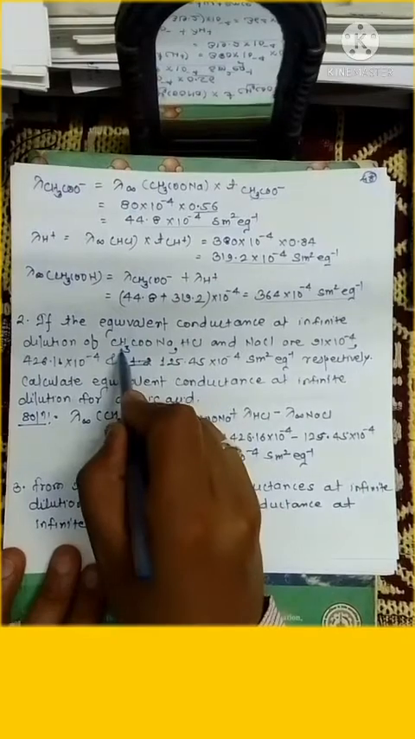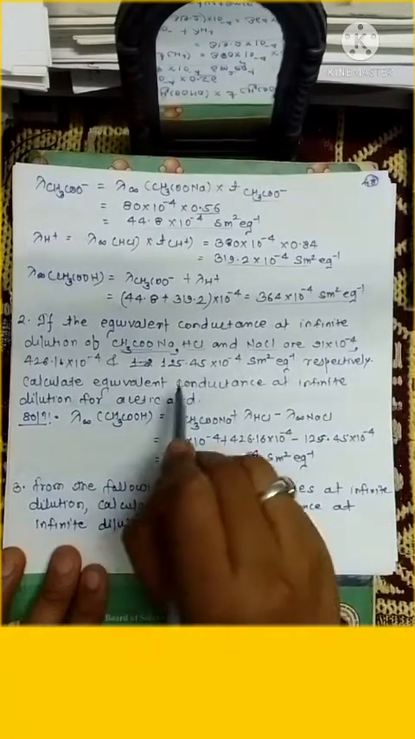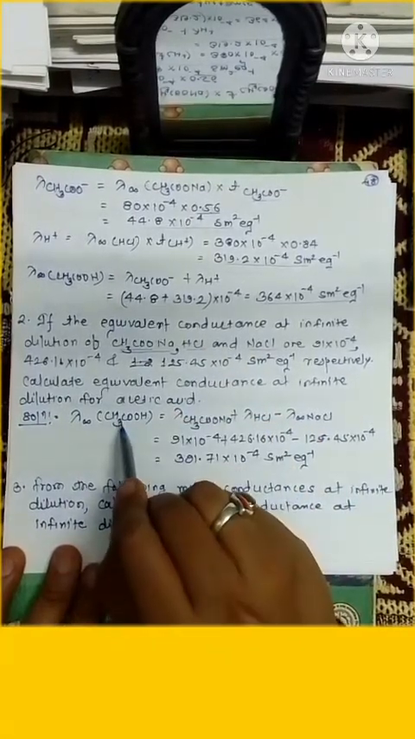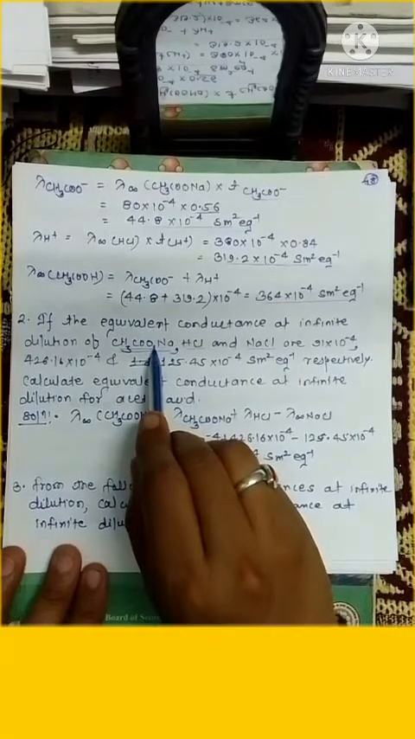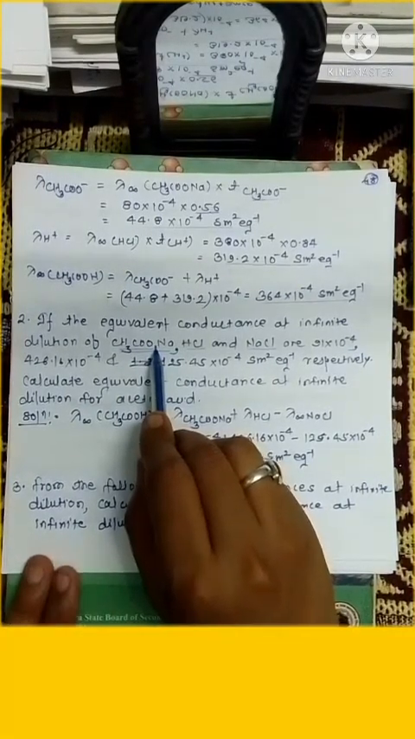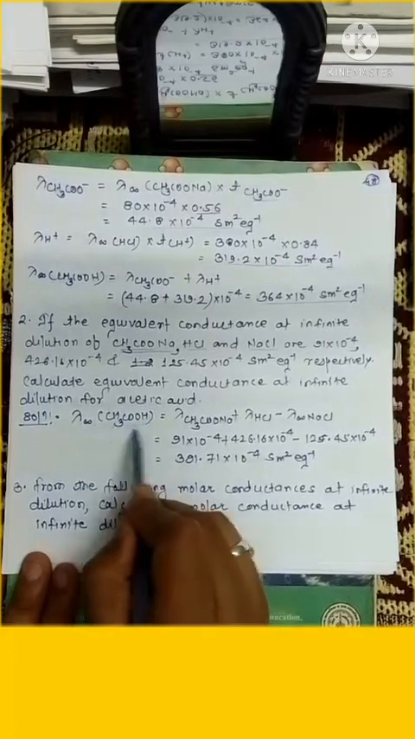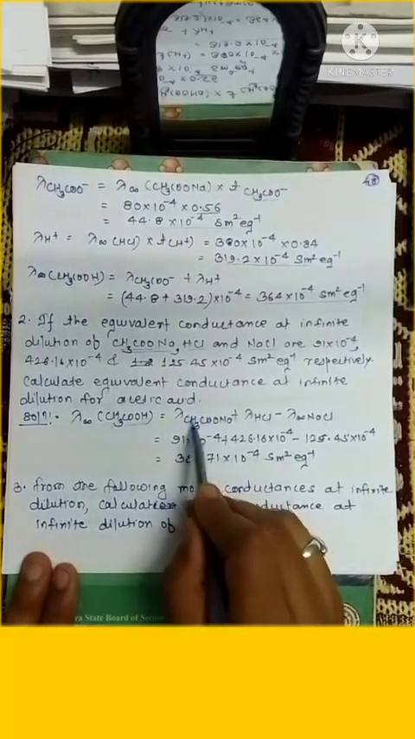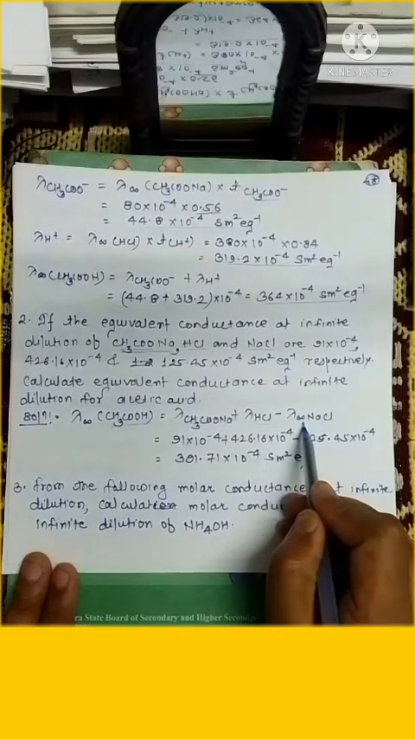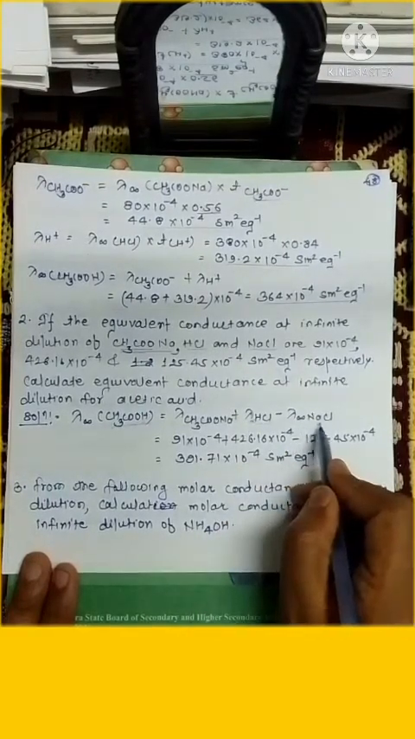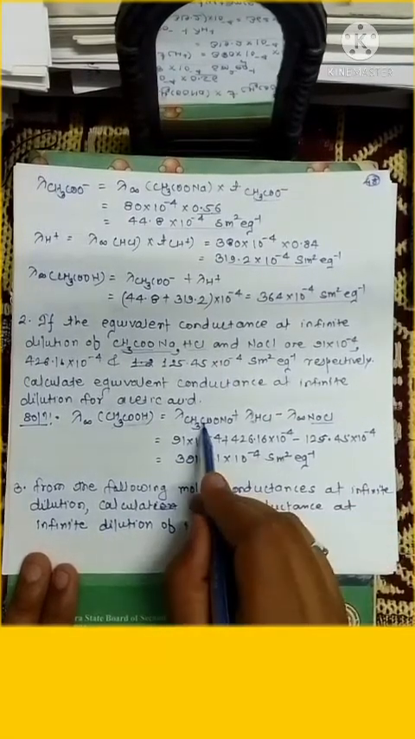Just see, sodium acetate, HCl and NaCl are strong electrolytes, and these three strong electrolytes mean this problem is based on the method of three electrolytes. We know that lambda infinity for acetic acid can be written as lambda infinity for sodium acetate plus lambda infinity for HCl minus lambda infinity for NaCl. We have all the values. Just add and subtract.